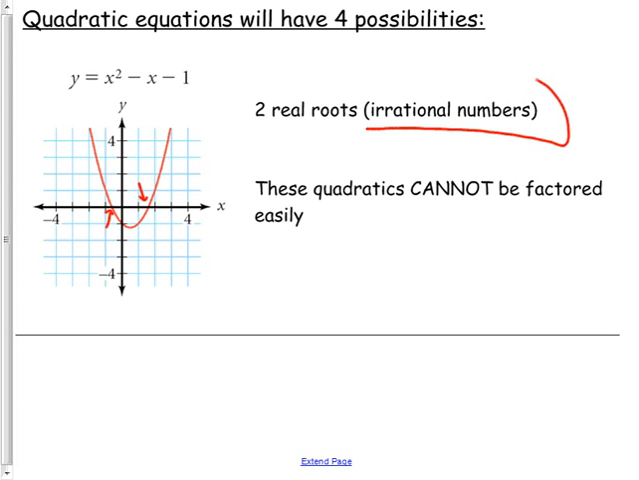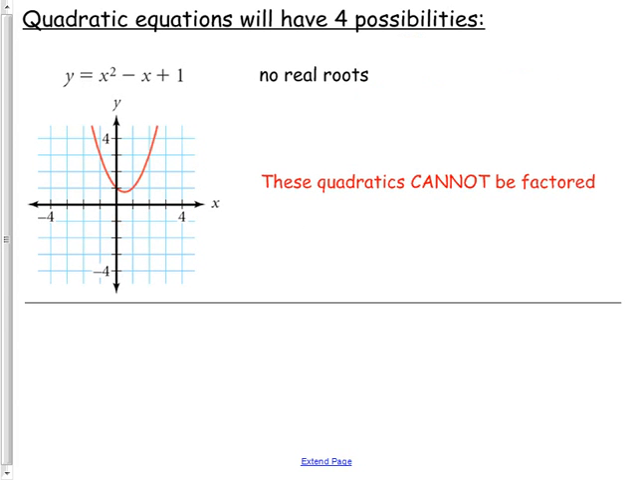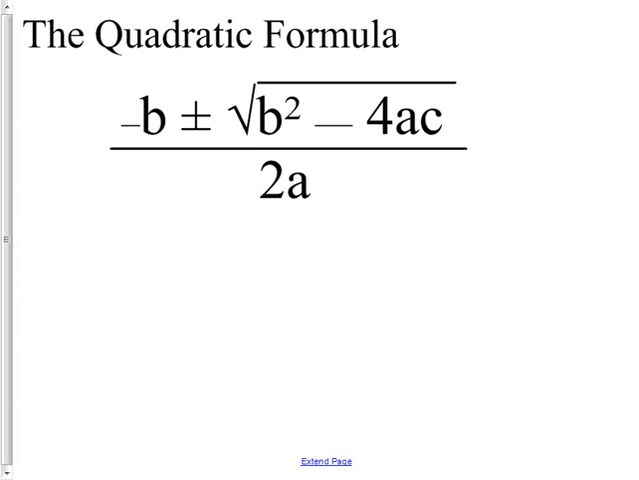That means they're irrational, not imaginary, but irrational numbers, meaning things like the square root of 2. They're weird decimals. All right, so if it doesn't touch at all, that's not called irrational, it's called something else with an I. What's it called? Imaginary. If they don't touch at all, those are imaginary roots. They don't have real roots, they have imaginary roots.